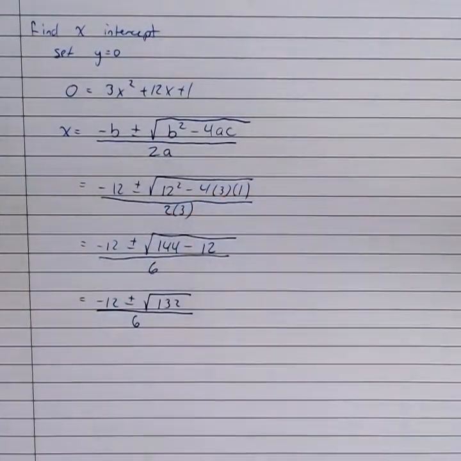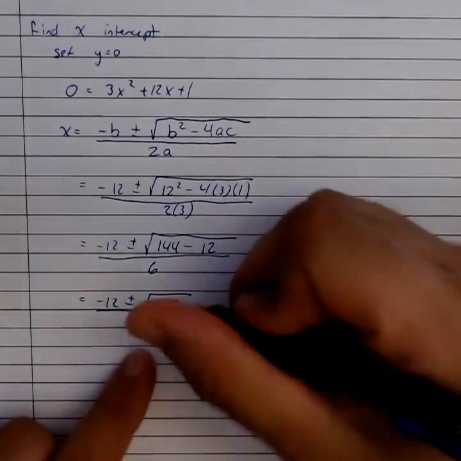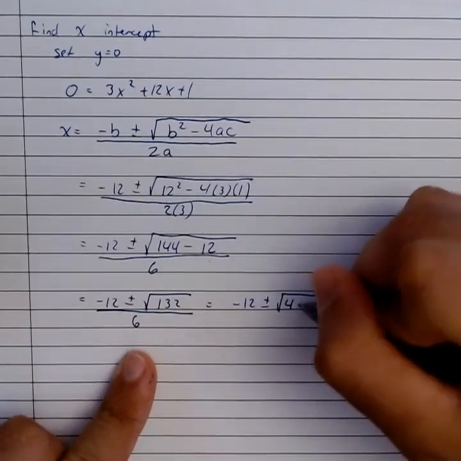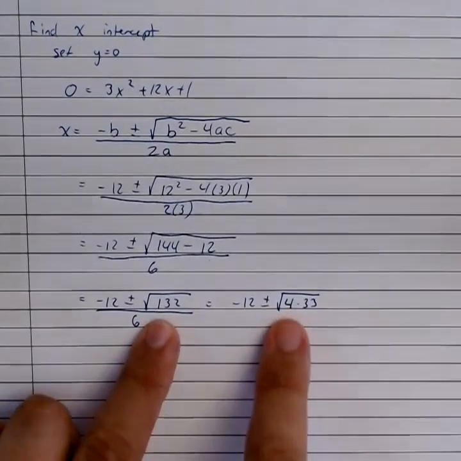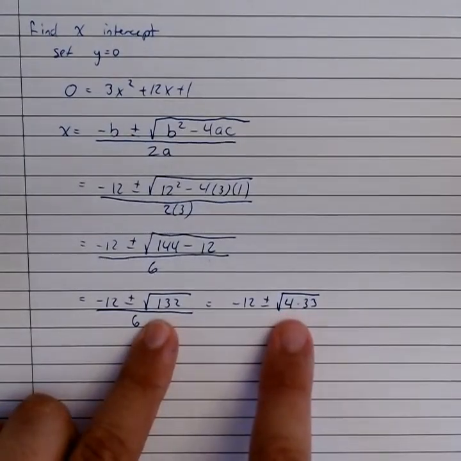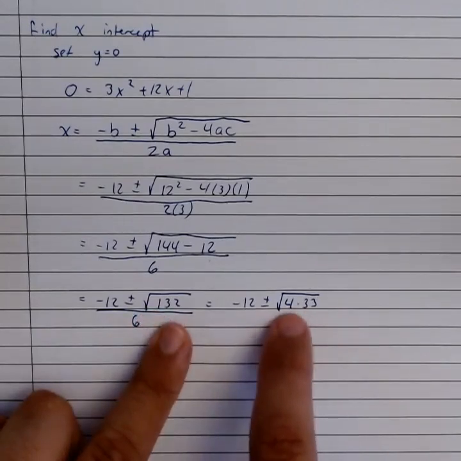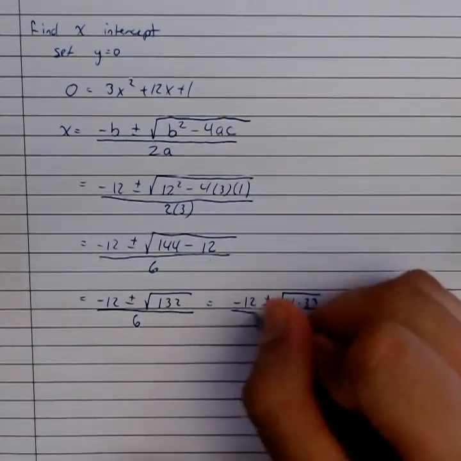Over 6. Now, 132 is not a number that I can take the square root of, unfortunately, but I can factor it, since it can be written as 4 times 33. 132 can also be written as 12 times 11, or 2 times 66. But the reason I've chosen this pair of numbers is because they multiply to give me 132, and also one of these numbers is a perfect square. So I'll be able to take its square root and simplify.